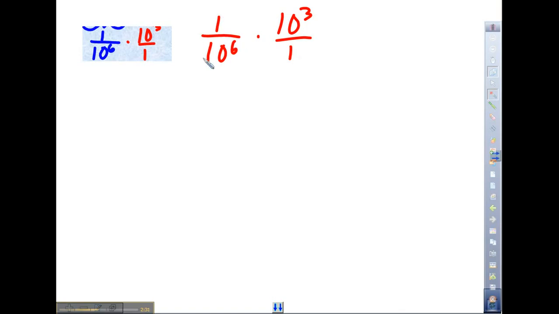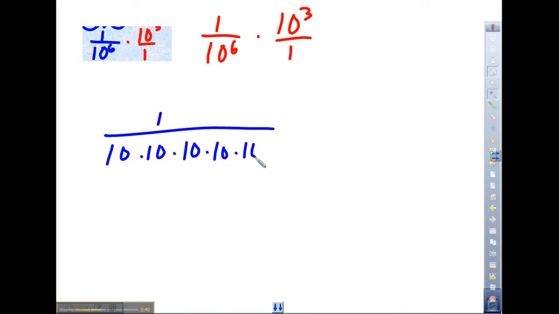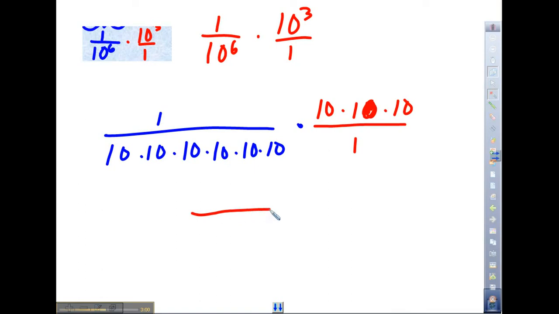Okay, here we go. This piece right here, let me switch back to blue, means 1 over 10 times 10 times 10 times 10 times 10 times 10. That's being multiplied. Let's put this in expanded form. 10 times 10 times 10, multiplied together 3 times. Now, if we do tops times tops and bottoms times bottoms, we get this.